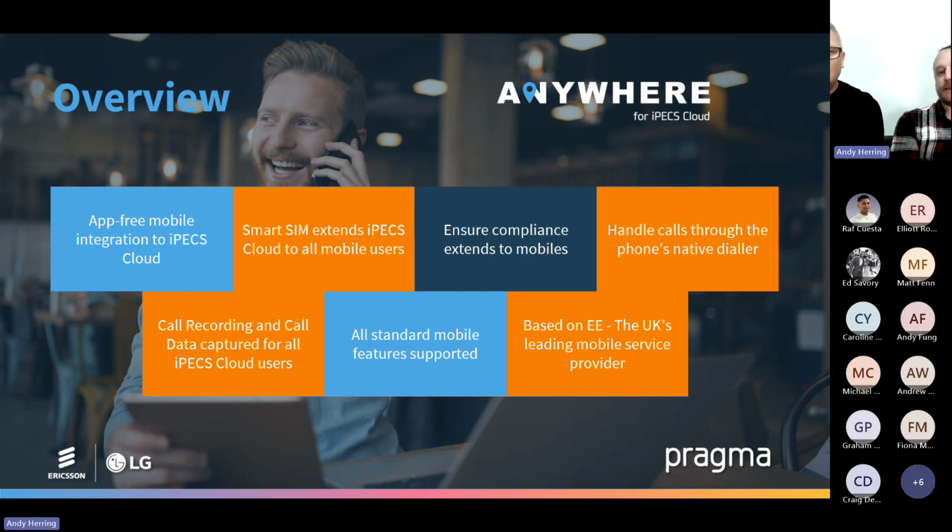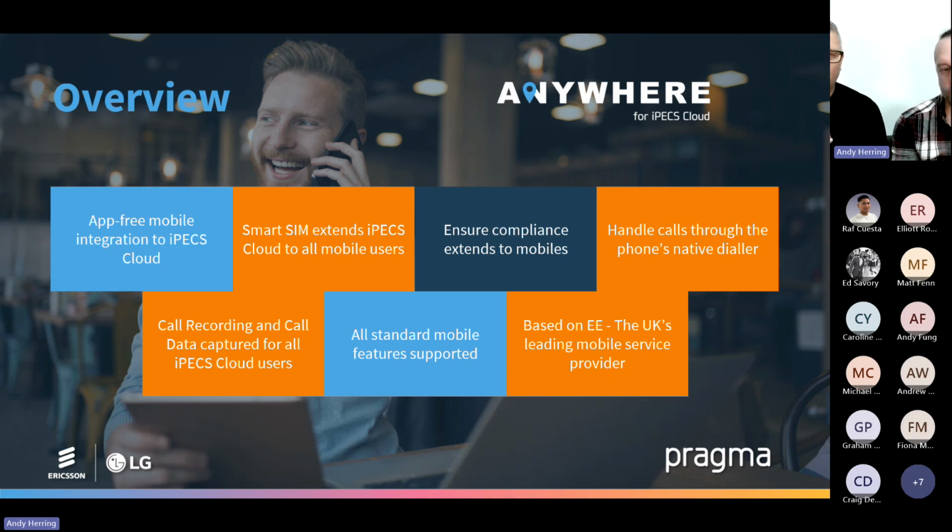Absolutely. So Anywhere was released earlier this year, and it's a unique proposition in the marketplace. We're the only ones offering it, and we really wanted to spend this time helping with the understanding of what it is. The first thing with Anywhere is it's app free. What do we mean by that? You don't have to have iPECS One. You can literally just have it on your native iPhone or Android dialer. You consume your phone in the same way that you would currently.